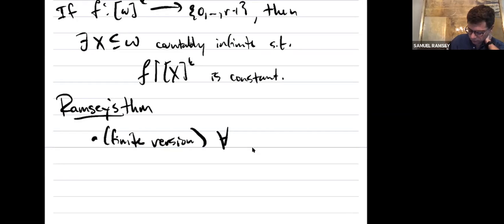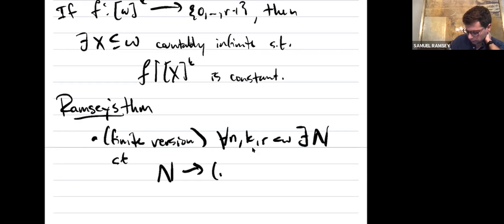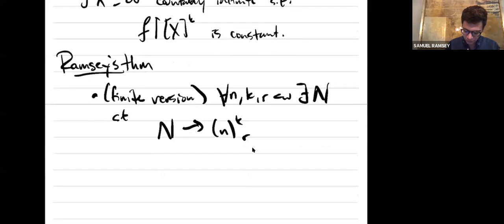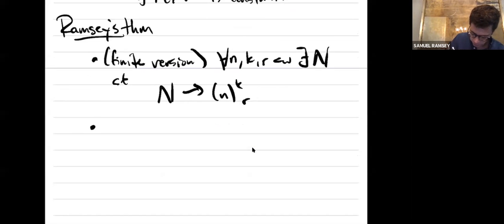And this says for every choice of our little numbers, n, k, and r, there exists some capital N such that capital N arrows n, k, r. So this says if I want to be able to find a homogeneous set of size little n, then I have to choose the domain of my coloring to be a set of size capital N. But as long as I make it really big and make it capital N size, I can be guaranteed to find a homogeneous set of size little n. Okay. And then the infinitary version is nicer because it has fewer quantifiers.